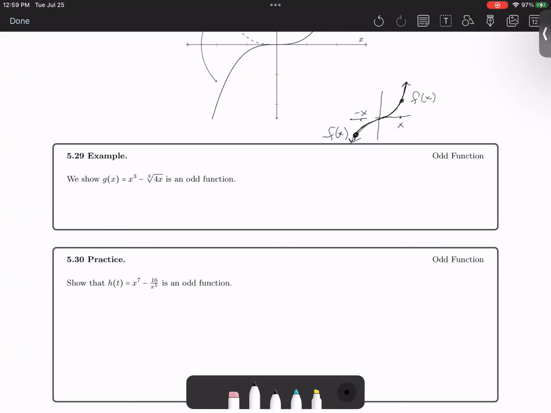So we need to show, this function is called g. We need to show that g at x is the same thing as minus g at minus x, right? If you start here at x, and then you go to minus x, so now you're over here, you should get the negative result. Okay, so let's go through this.